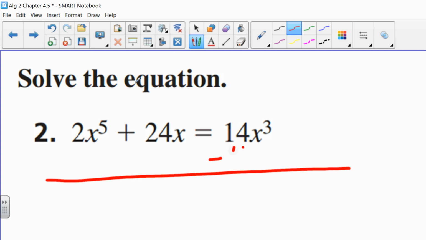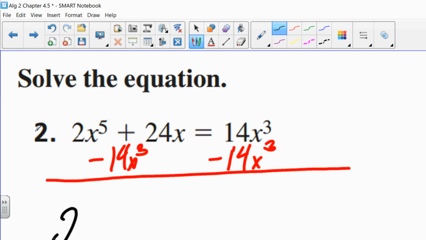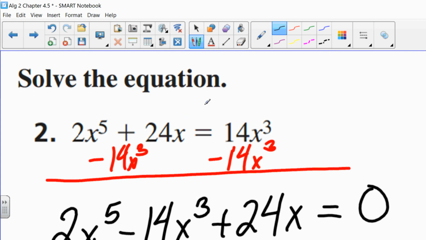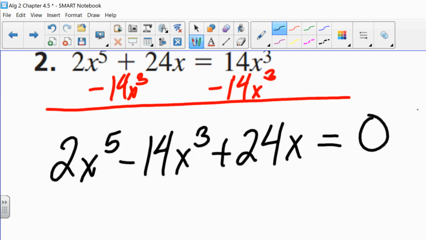So I'm going to subtract 14x cubed from both sides. And what that will give us is 2x to the 5th minus 14x cubed plus 24x is equal to 0. And the first thing I would do is graph it. I would try graphing it, because if graphing will give us zeros, that'll make it easier to work with.